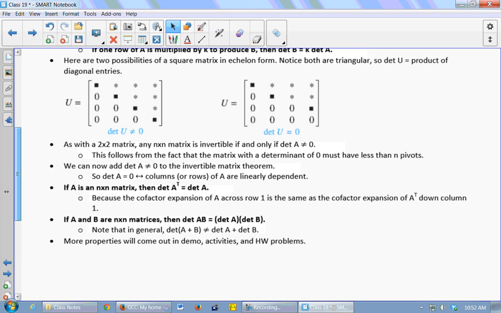Right, so this was one of your quiz questions. The determinant of A transpose is equal to the determinant of A. The determinant of A times B is equal to the determinant of A times the determinant of B. But in general, we don't have an equivalent formula for addition. And we'll see more properties come out in our demo and activities.